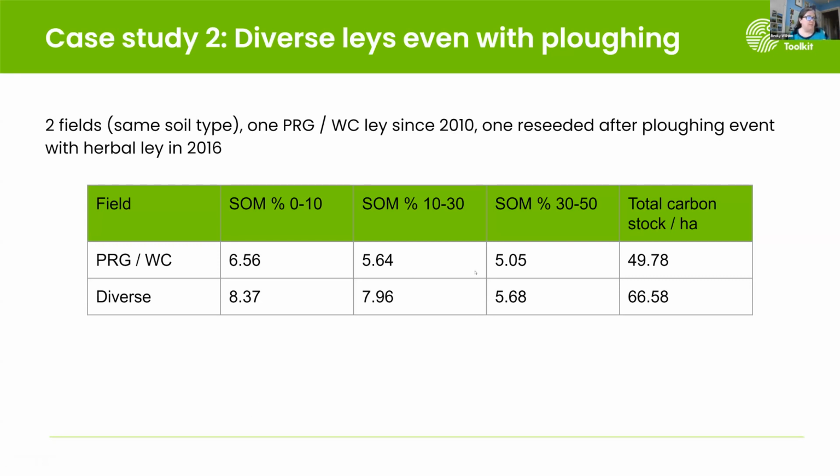And what did we find? So again, we can see that perennial ryegrass white clover since 2010 has a carbon stock of just under 50 tonnes. That diverse mix, even though it's had that cultivation effect, is still sequestering more carbon because again, you've got that carbon going down in those deeper rooting species. So really important to think about our ability to start to make those changes.